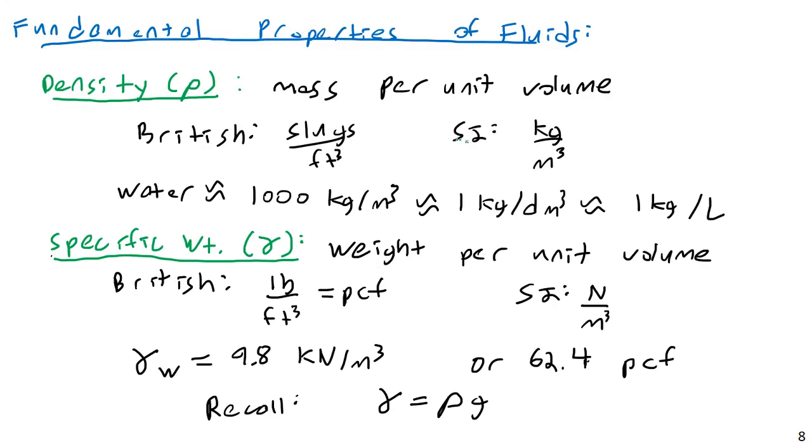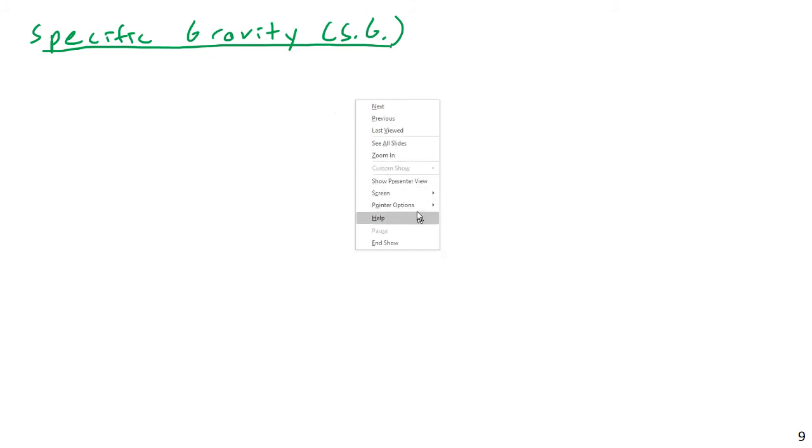If I said specific gravity here, sorry, I meant the acceleration due to gravity. Specific gravity, or SG, is simply the ratio of the density of a fluid to the density of water.